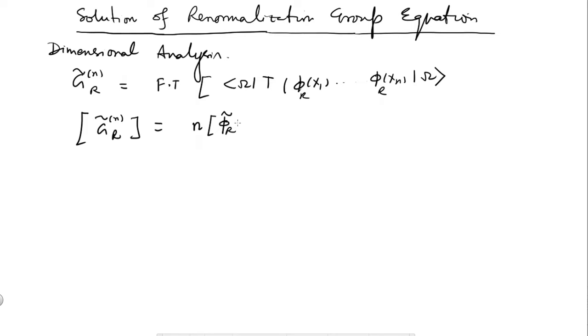Whether you have phi renormalized or phi bare, they both have the same mass dimensions because Z is dimensionless. Similarly, for phi tilde renormalized or phi tilde bare, they will have the same mass dimensions. So this is n times phi tilde r.